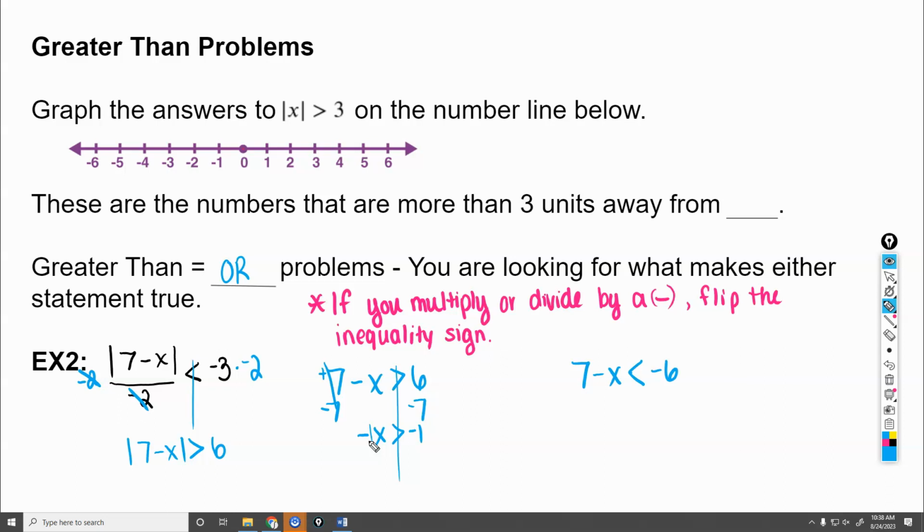It actually works either way for this one because negative 1 is the only time this works. Negative 1 times negative 1 would also be 1, which would make it go away. So you could multiply or divide, either way you want to think of it for this one. You get x, and you get 1 over here. And what did I just do? I divided by a negative again. So I got to flip that sign. It was greater than, now it's less than.